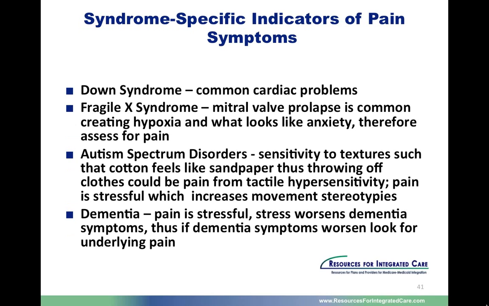Okay. So before we go back to, actually, let me talk a little bit about these. Actually, I kind of went over these. Forgot I had this slide in there. Common cardiac problems with Down syndrome, Fragile X, mitral valve prolapse, so common. Sensitivity to textures. I just went over all this.